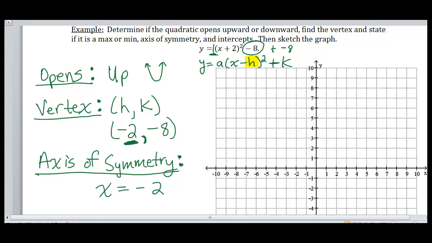Okay, so we know how it opens. We know what our vertex is. It does ask us to state if this is going to be a max or a min. And remember, we can go to how it opens to help us determine that. Since it opens upward, we know that our vertex is actually going to be a minimum point. So that's extra pieces of information that we're given.